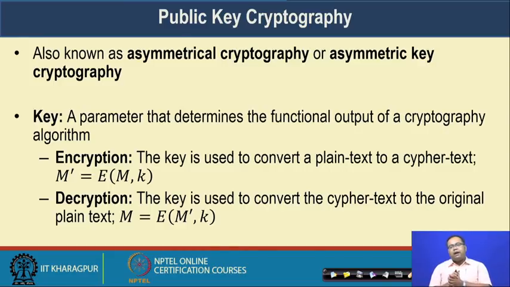Now, before going to the public key cryptography concept, let us look into the concept of a key in the context of basic cryptography. A key is a parameter which determines the functional output of a cryptographic algorithm. Whenever you are applying a cryptographic algorithm, the objective is to encrypt a particular piece of information. That encryption is done with the help of a key, and by using another key you can decrypt the information and retrieve the original information.